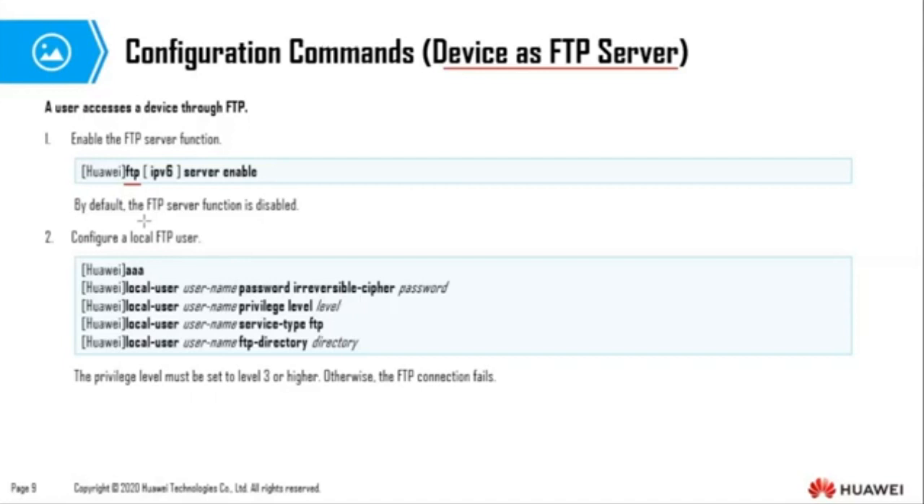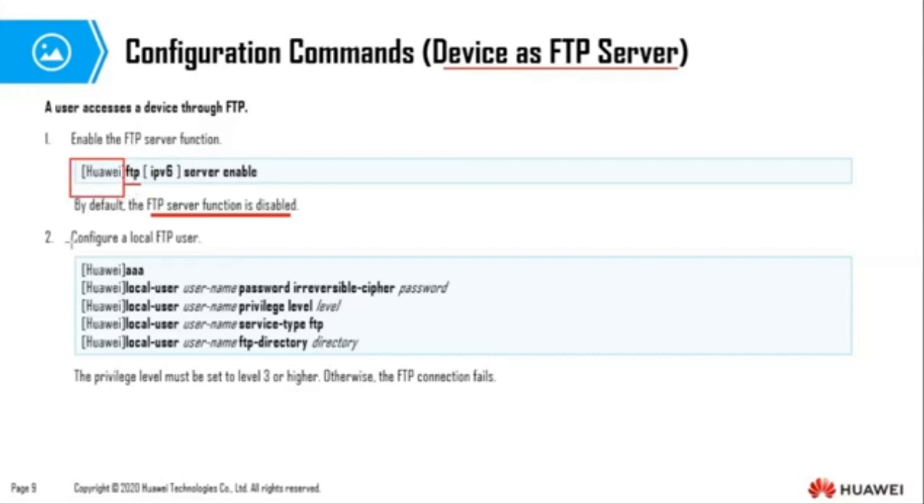Okay, sorry. So we're looking at how to configure an FTP server. I've just mentioned that most network devices like firewalls, routers, and switches can work as both FTP clients or FTP servers. So to configure a router, for example, to be an FTP server, the command you use is FTP server enable. By default, the FTP server function is disabled. You have to do that in system view. So the command is FTP server enable.